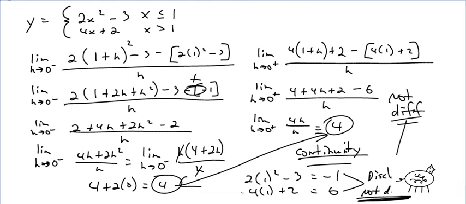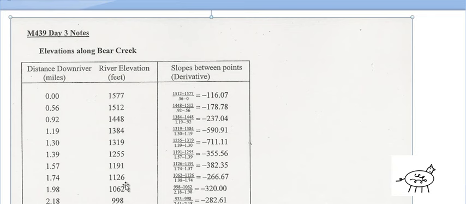I want to talk about the Bear Creek handout, and so these are basically elevations along Bear Creek. I don't really know where Bear Creek is, but I'm sure if you Google it, you could find it someplace. With the elevations, you have the distance downriver. We're at the top of the mountain at 0, and then you keep moving down the river, 0.56 down the river, 0.92, etc. And then it tells you your elevation as you go down.